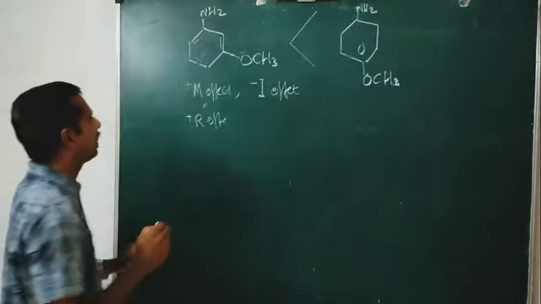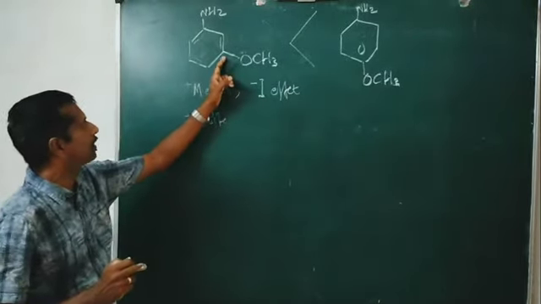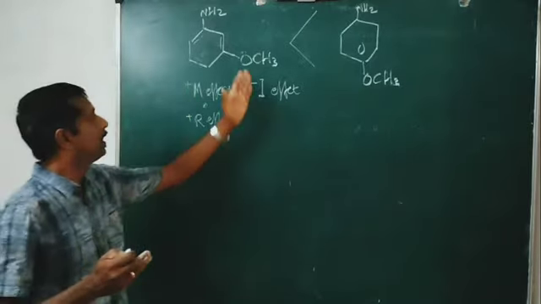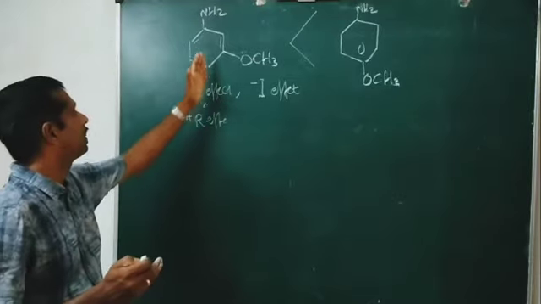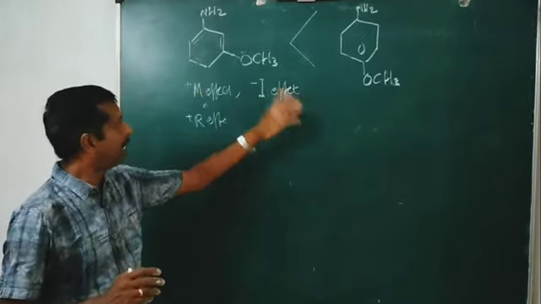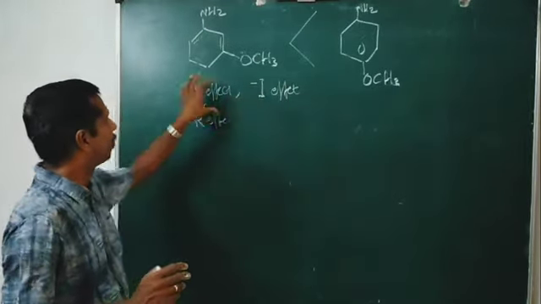But here you can see that the plus M effect or plus R effect outweighs the minus I effect. That means the plus M effect is more prominent than the minus I effect, or the more prominent factor in this case. Because of the plus M effect, the electron density is increasing. Now, why does the plus M effect outweigh the minus I effect? Let us see why the plus M effect is more predominant than the minus I effect.